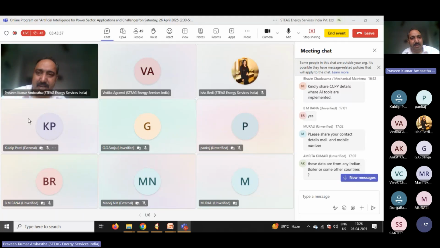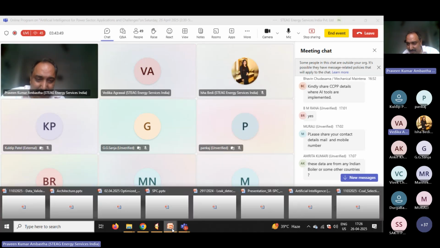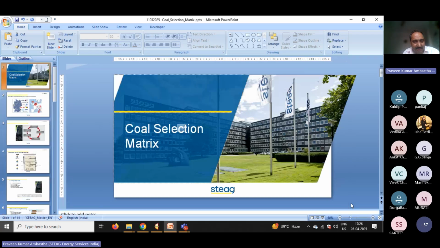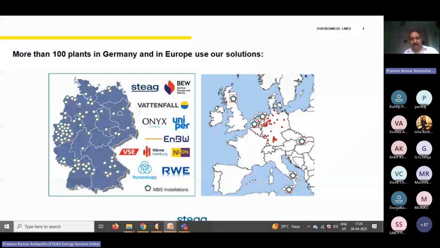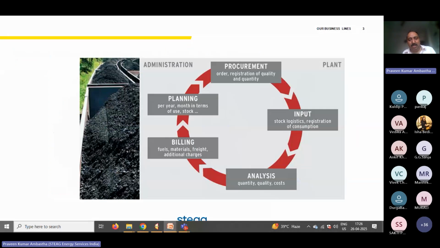Okay, so I will take just 10 minutes to explain one more module that is not in the plant, that is outside the plant, that is the coal selection matrix. So this is also one of the new technologies being used. This technology is basically used in most of Europe, but we are trying to implement it in one of the Indian power plants, that is Mahagenco.